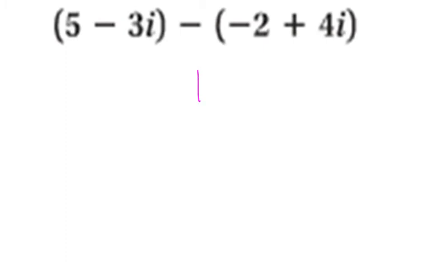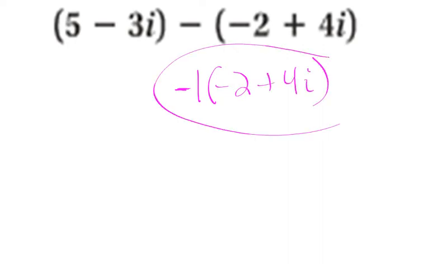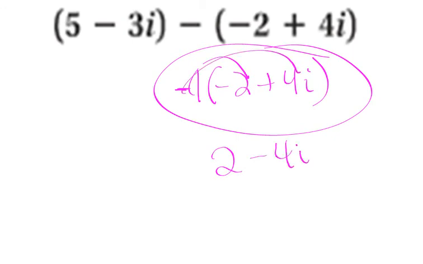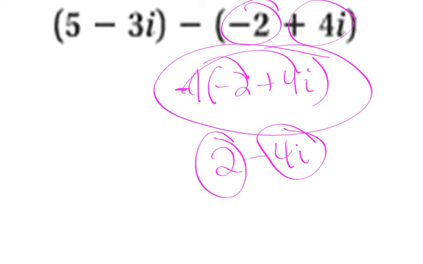So I'll show you why it works to begin with. It's like taking -1 times -2 plus 4i. What does this become? So when you distribute a -1 across, this becomes a +2. And -1 times 4i is a -4i. So basically it flipped both of these signs. The -2 turned to 2 and the 4i turned to -4i.